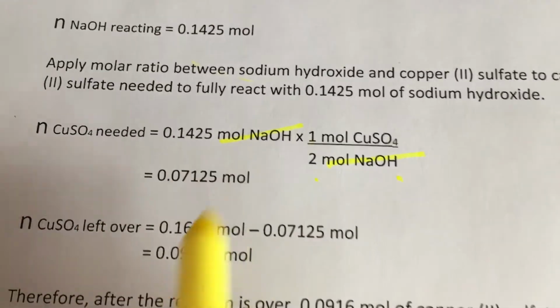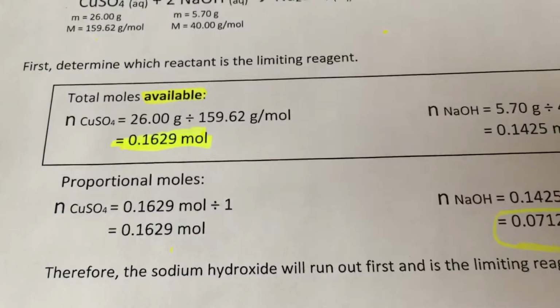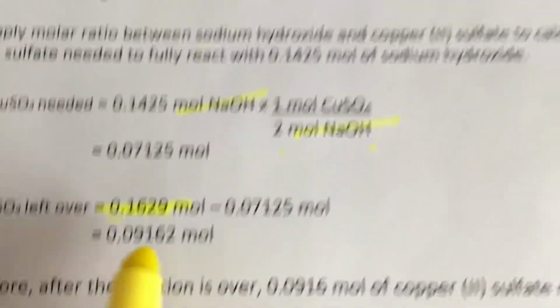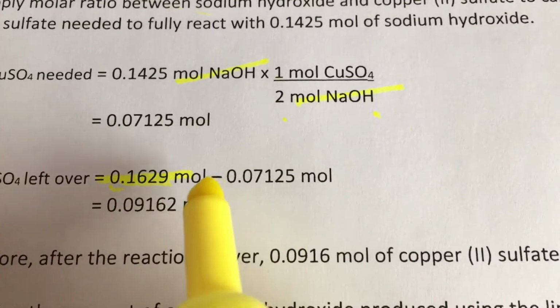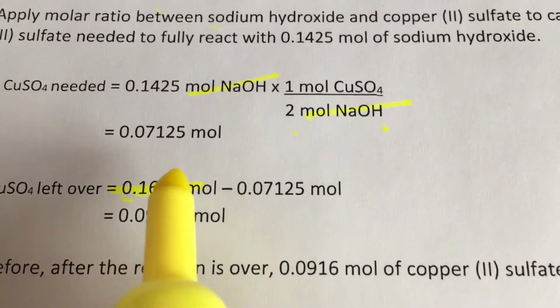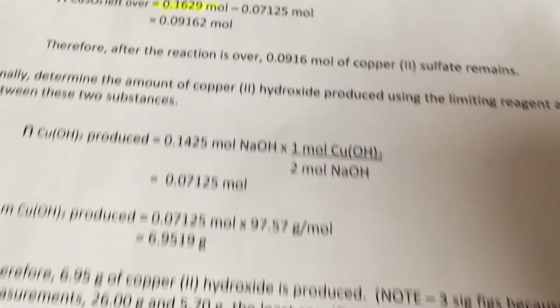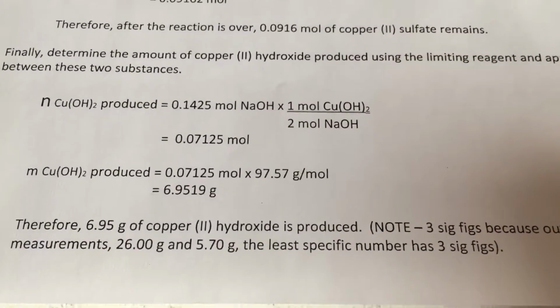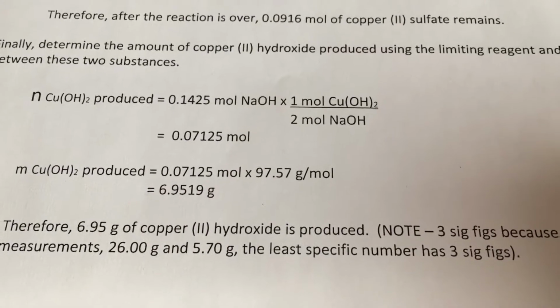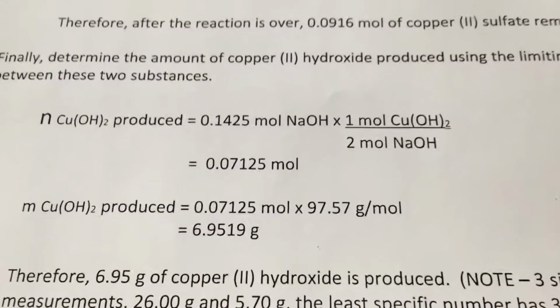So to find the leftover, this value here was our original amount available. So our leftover is going to be what we started with minus what got used up, which is this amount we just calculated, and the difference between those is the amount of leftover. Then the question also asked us to figure out the moles of calcium hydroxide, or sorry, copper 2 hydroxide produced.